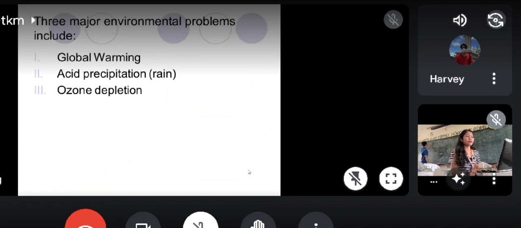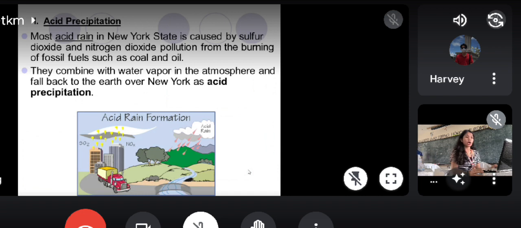There are three major environmental problems: first, global warming; second, acid precipitation; and third, ozone depletion. Acid precipitation: most acid rain in New York State is caused by sulfur dioxide and nitrogen dioxide pollution from the burning of fossil fuels such as coal and oil. They combine with water vapor in the atmosphere and fall back to the earth as acid precipitation.